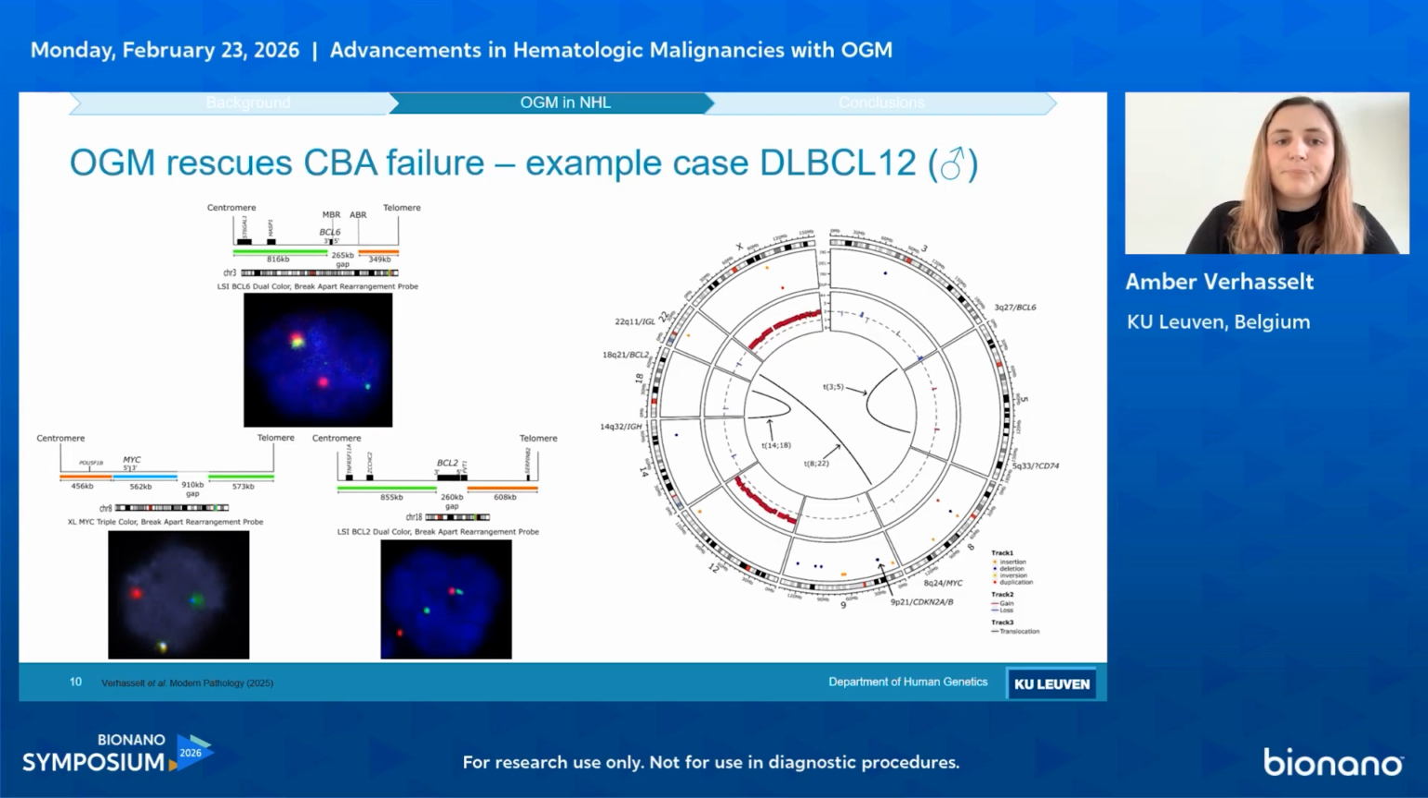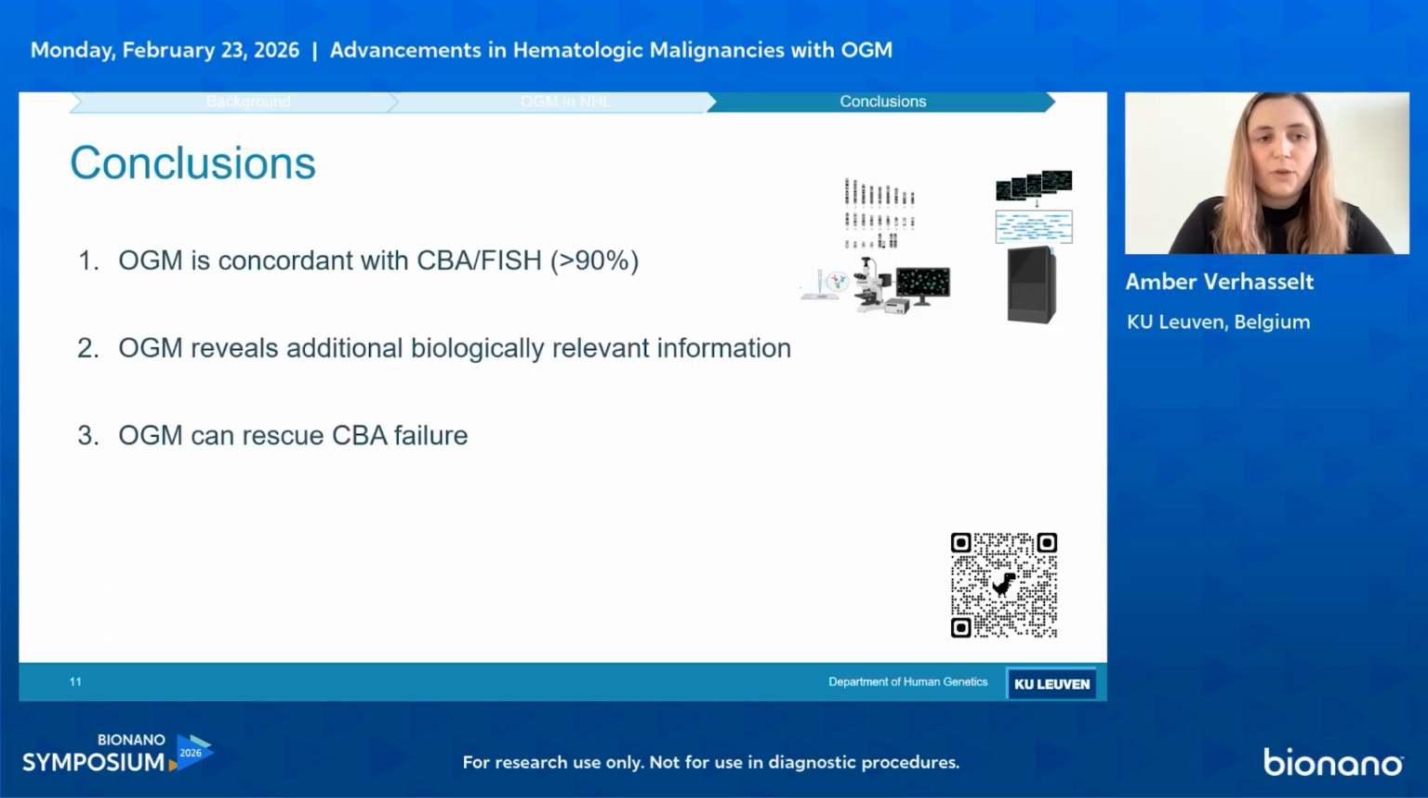Okay, so now just to conclude all of this, first, we know that optical genome mapping is very concordant with CBA and FISH, with over 90% of the aberrations reported by standard of care also being detected by optical genome mapping. Secondly, optical genome mapping reveals additional biologically relevant information, for example, by detecting additional aberrations. And then lastly, optical genome mapping can rescue CBA failure by giving us informative results where there were none before.